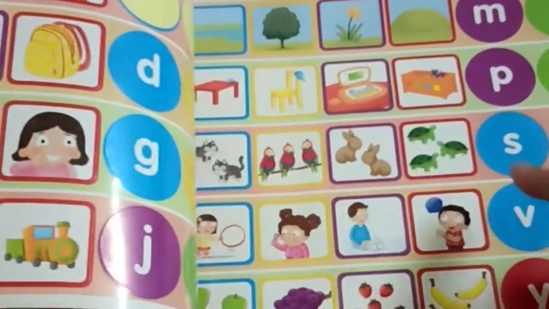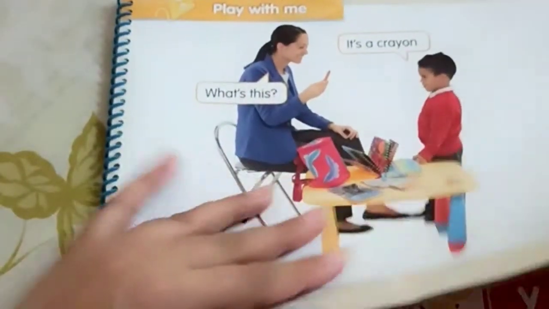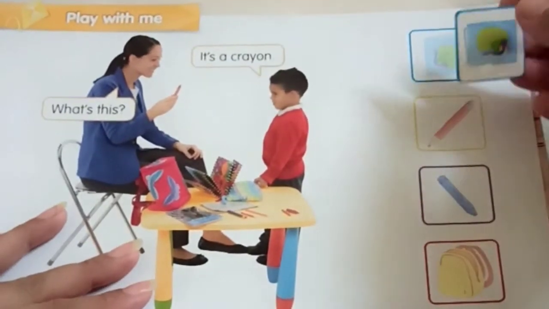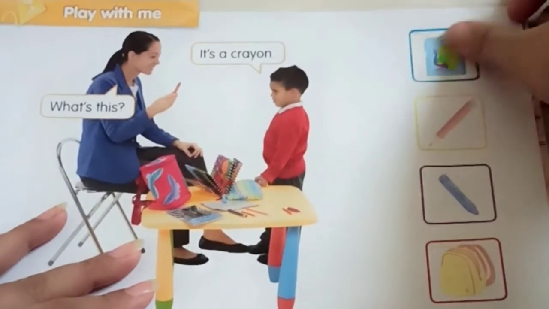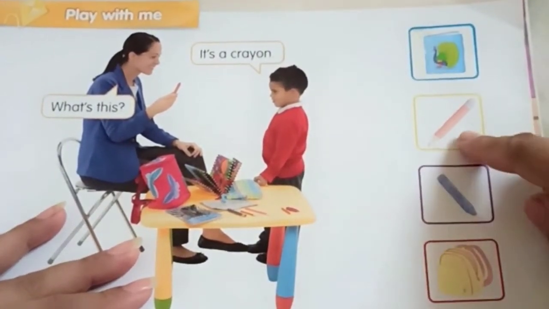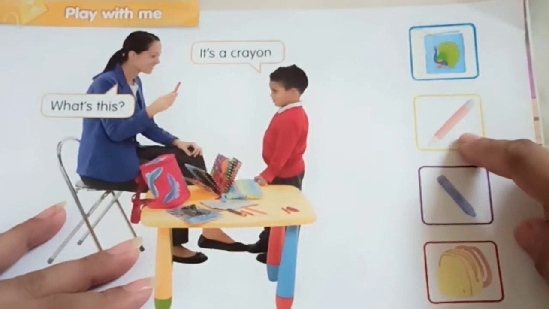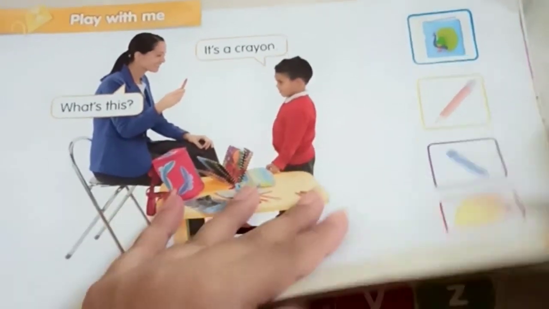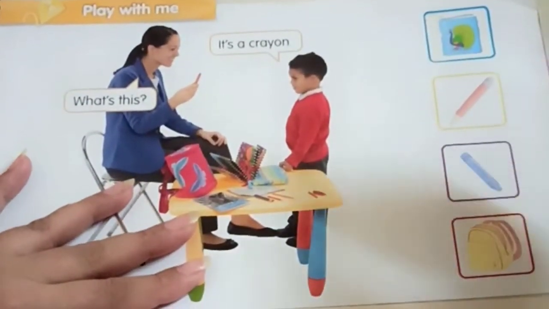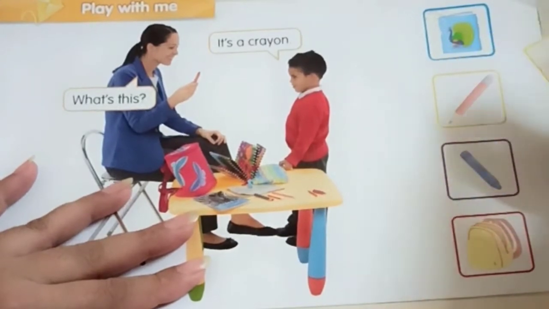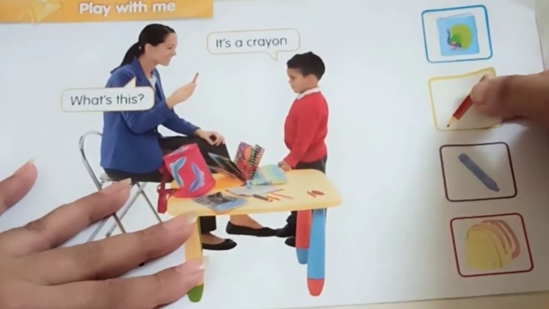In unit number 2, all the stickers are given over here. Now we are going to stick it on the same image. Okay, the next one, what's this? It's a pencil. I'm going to take the pencil sticker over here, and then I'm going to paste it here.